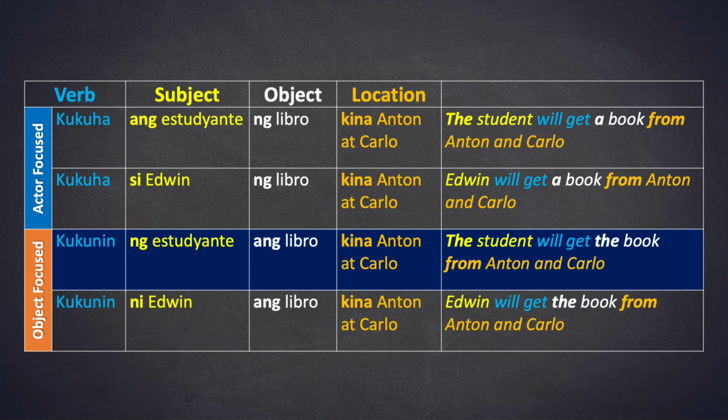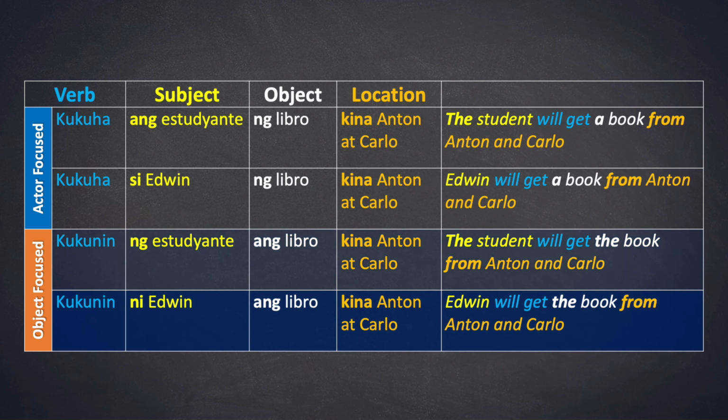Kukunin ng estudyante ang libro kina Anton at Carlo. The student will get the book from Anton and Carlo. Kukunin ni Edwin ang libro kina Anton at Carlo. Edwin will get the book from Anton and Carlo.